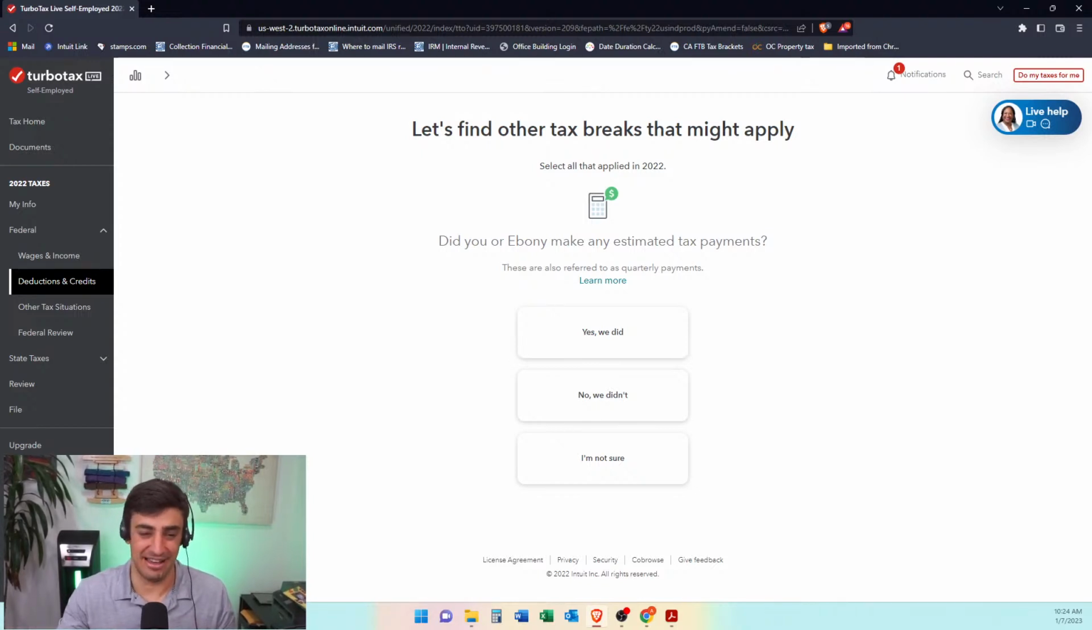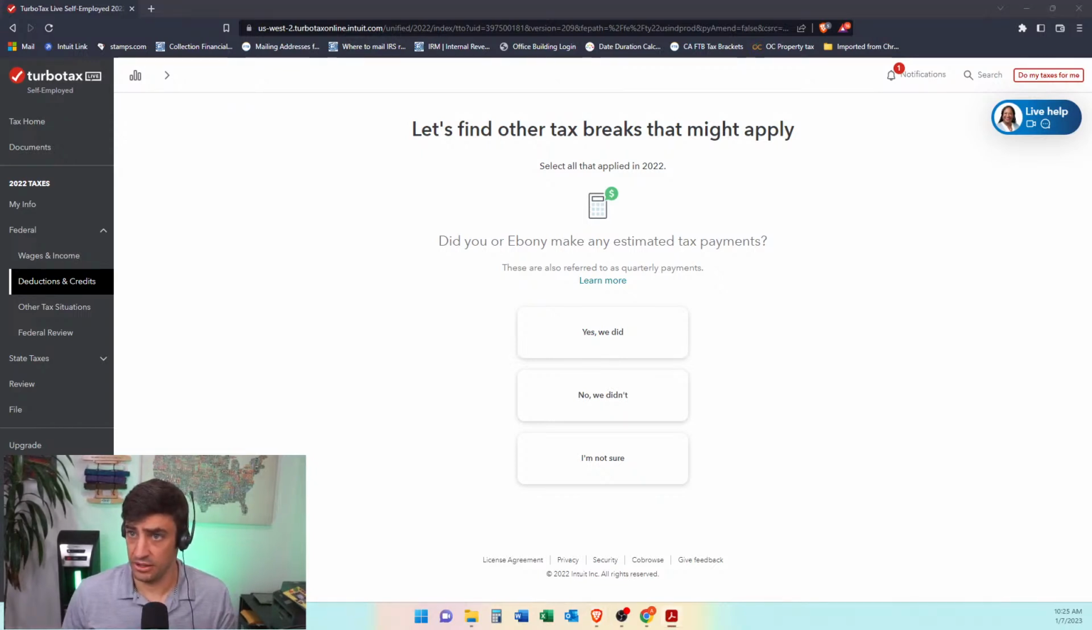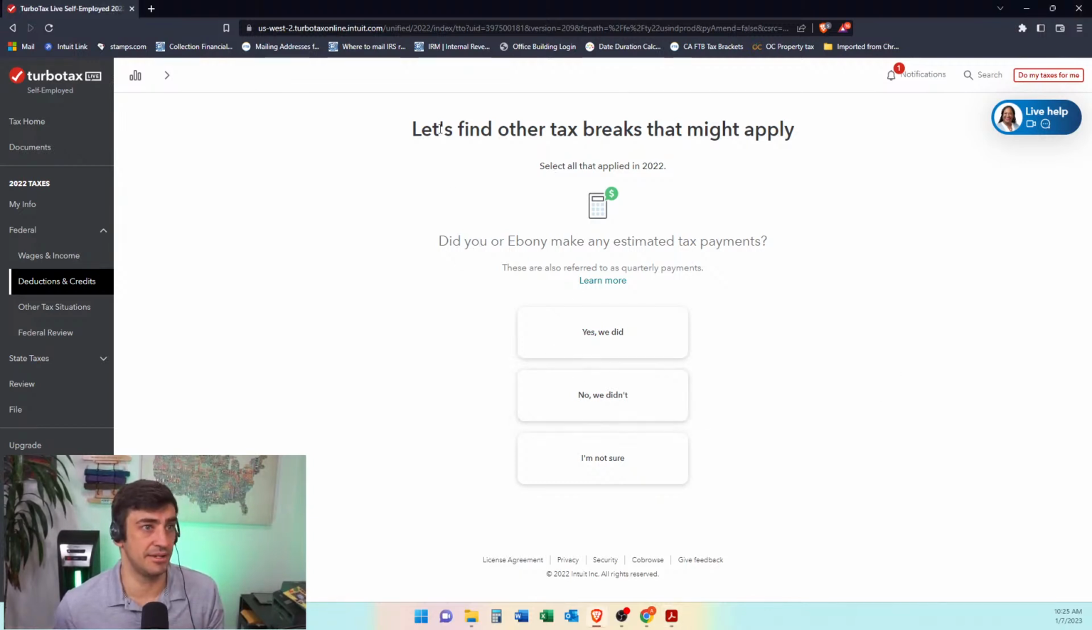And there are caveats to that, which we can go into in detail at another time. If a lot more people have questions about that, I can definitely address that. So there we go. Hopefully that answers that question. Okay, let's get back to doing deductions and credits. Let's find other tax breaks that might apply.